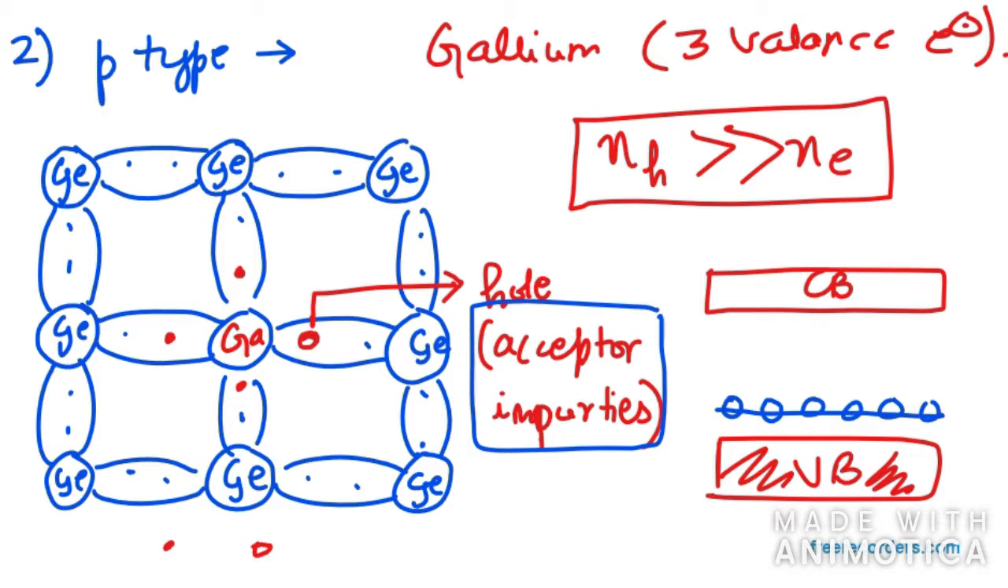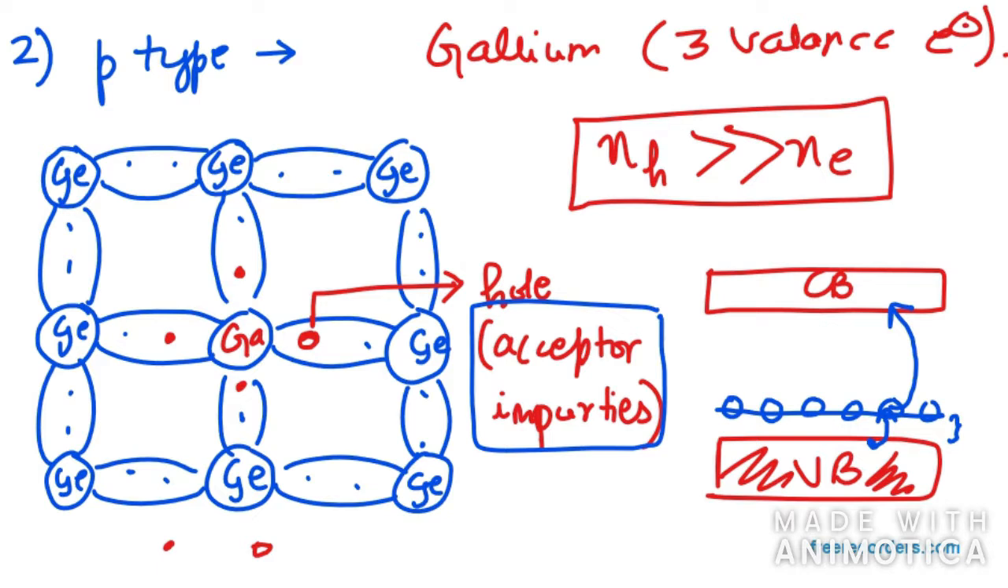Now, how it will help us to have better conductivity is because now if we apply a small electric field, electrons jump from here to reach these holes, and then these electrons will be carried to the conduction band. Now this will be very easy for us to conduct electricity from p-type semiconductors. So that's the difference between n-type semiconductor and p-type semiconductor.